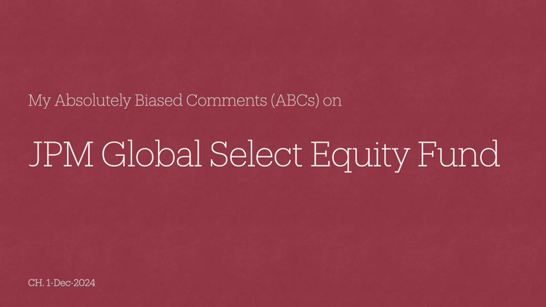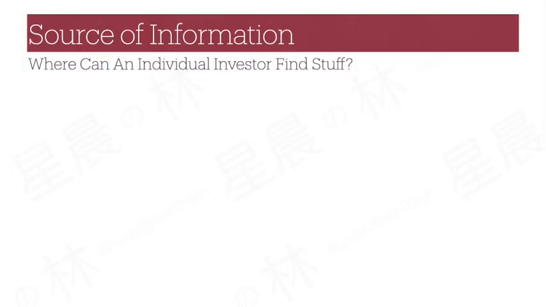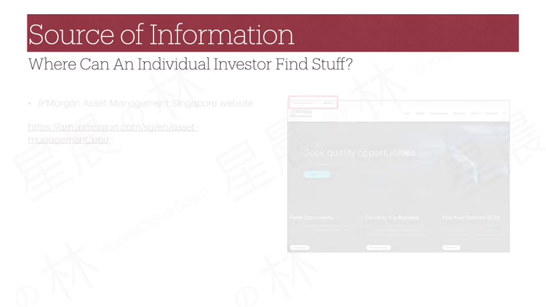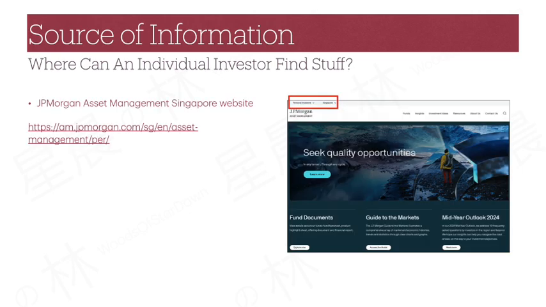In this video, I will be talking about the JPMorgan Global Select Equity Fund. Now, the first thing we need to figure out as an individual investor is where can we obtain information and documents on the fund. JP Morgan is a gigantic financial institution, and its asset management business is well established globally in many countries. The JP Morgan Asset Management website does have a Singapore personal investor version to allow anyone to find the necessary offering documents and information available for funds offered to the Singapore retail market.